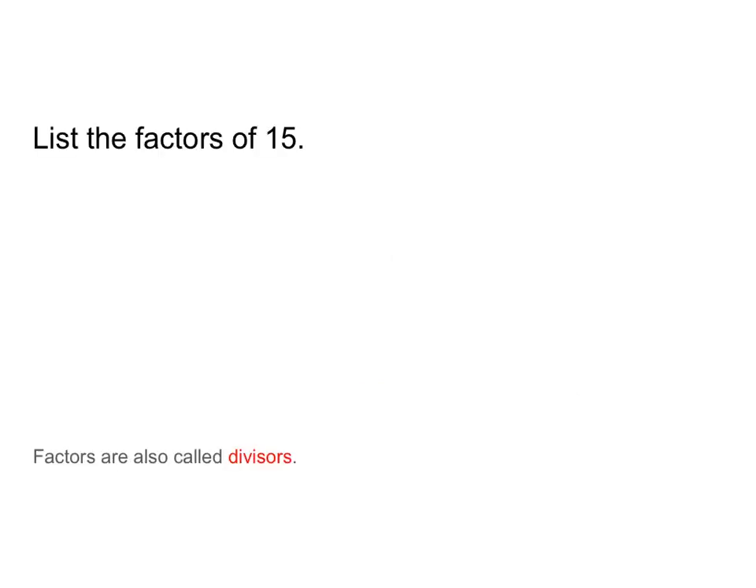If I asked you to list the factors of 15, you would want to think about what numbers you could multiply to get 15. So you might say 1 times 15 or 3 times 5. Okay, that means that 15 has 4 factors: 1, 3, 5, and 15. Those are all numbers that you could multiply and get 15.